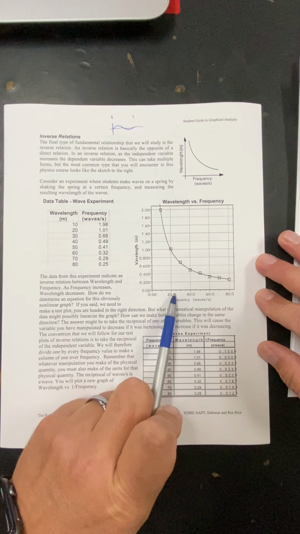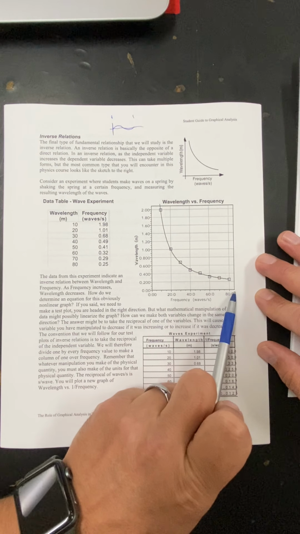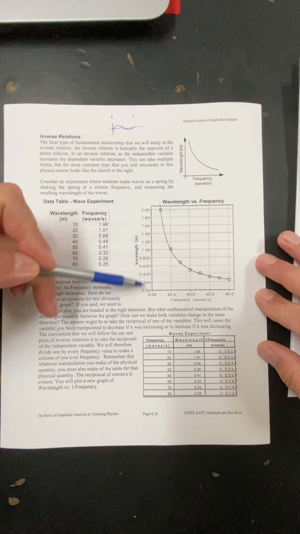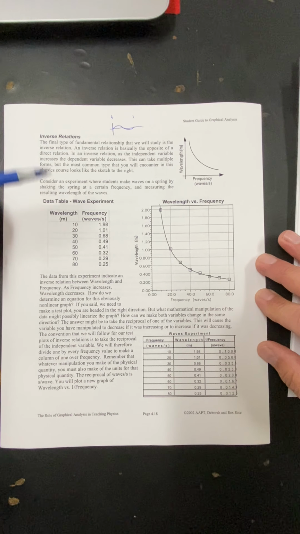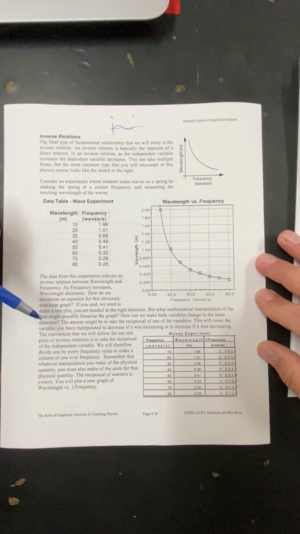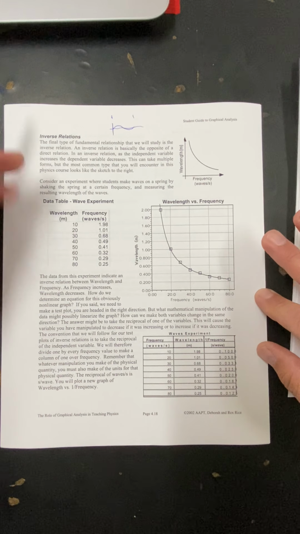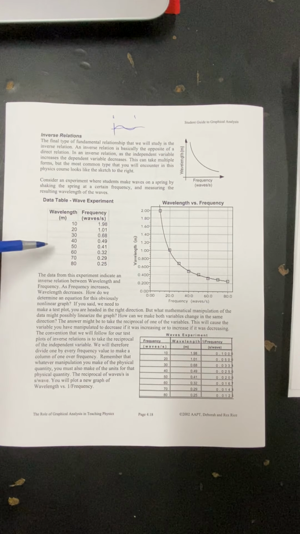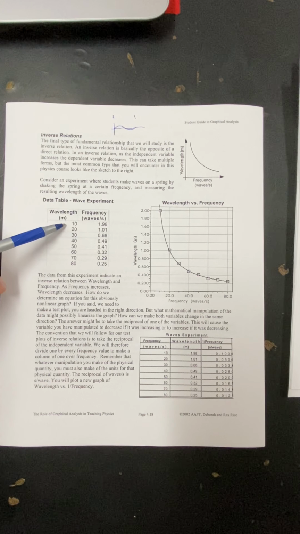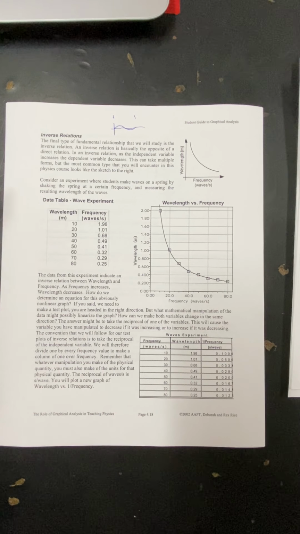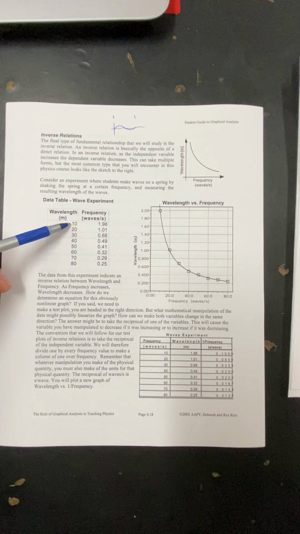So what this is saying is as the frequency values get larger, the wavelength values get smaller. And I don't think it even says it in here, but a neat thing about inverse relationships: if it truly is an inverse relationship, you're going to notice that if you multiply any two of the values, you're always going to get a constant value. Let me show you what I mean here.